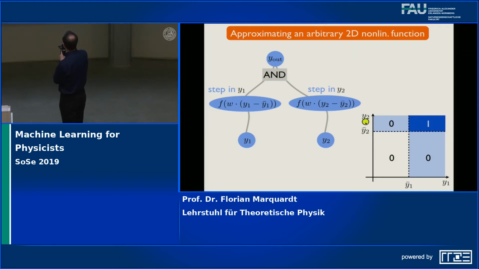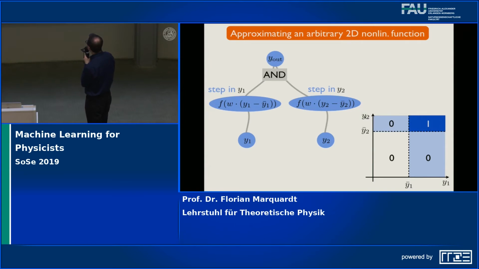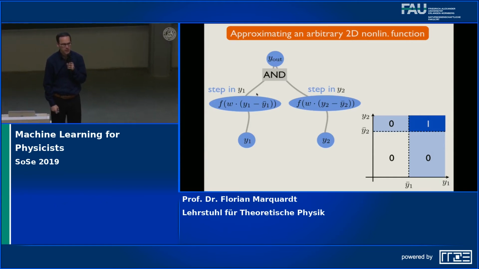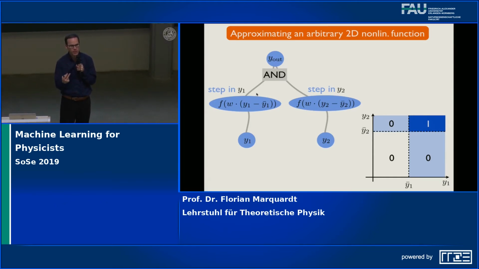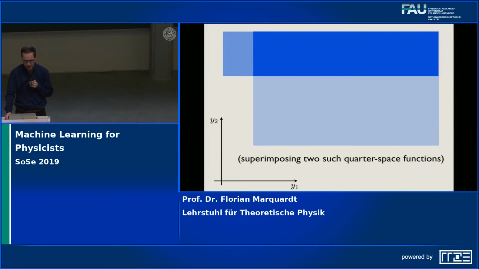And so this is what we want to get in the plane if our inputs are y1 and y2, the two coordinates. And so what you can do is you produce a step in y1 and another step in y2 at the suitable location. And then you just apply the AND function that we just introduced. So you take the weights and biases that we just chose to produce an AND function. And so only if both conditions, so to speak, give 1, if y1 is larger than y1 bar and y2 is larger than y2 bar, then finally y out will also be 1. So you get exactly what you wanted. And so you can play these games and try to use this to approximate functions. And once you have these quarter space step functions, you can actually produce arbitrary functions.